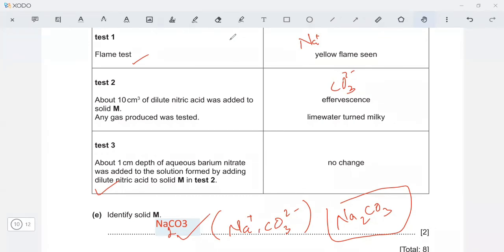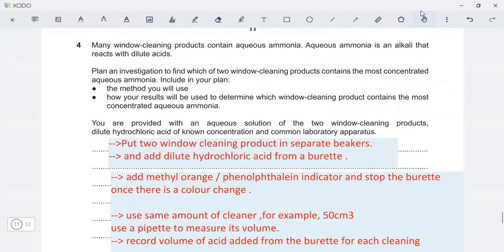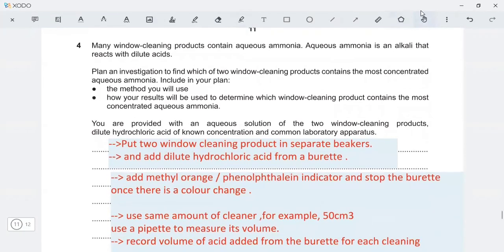Okay, then let me move on to the next question. Next one. This is the last question, I guess. Number 4. Many window cleaning products contain aqueous ammonia. Aqueous ammonia is an alkali that reacts with dilute acids. Plan an investigation to find which of the two window cleaning products contains the most concentrated aqueous ammonia.